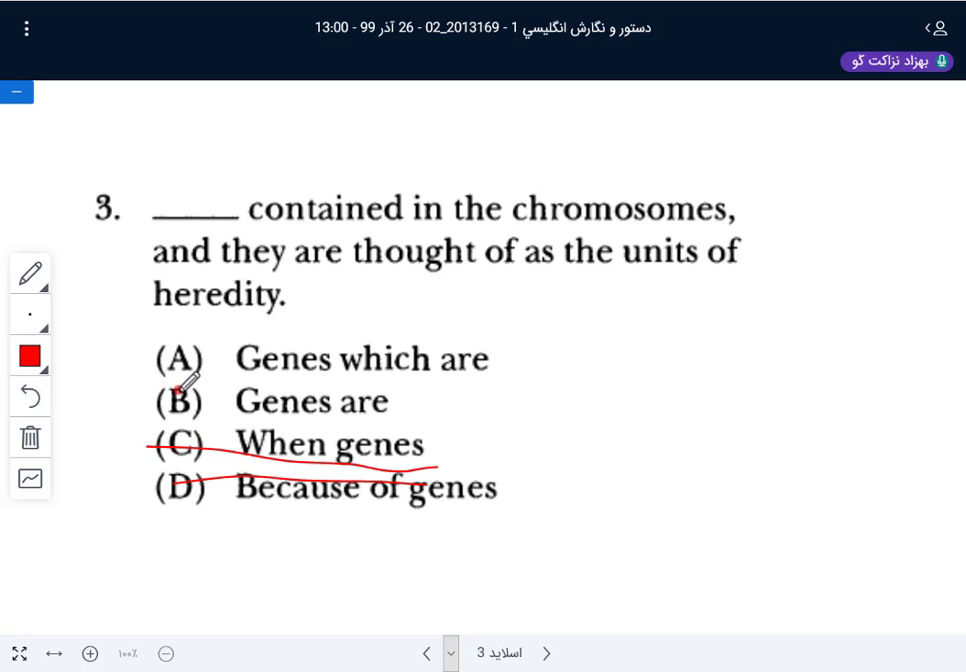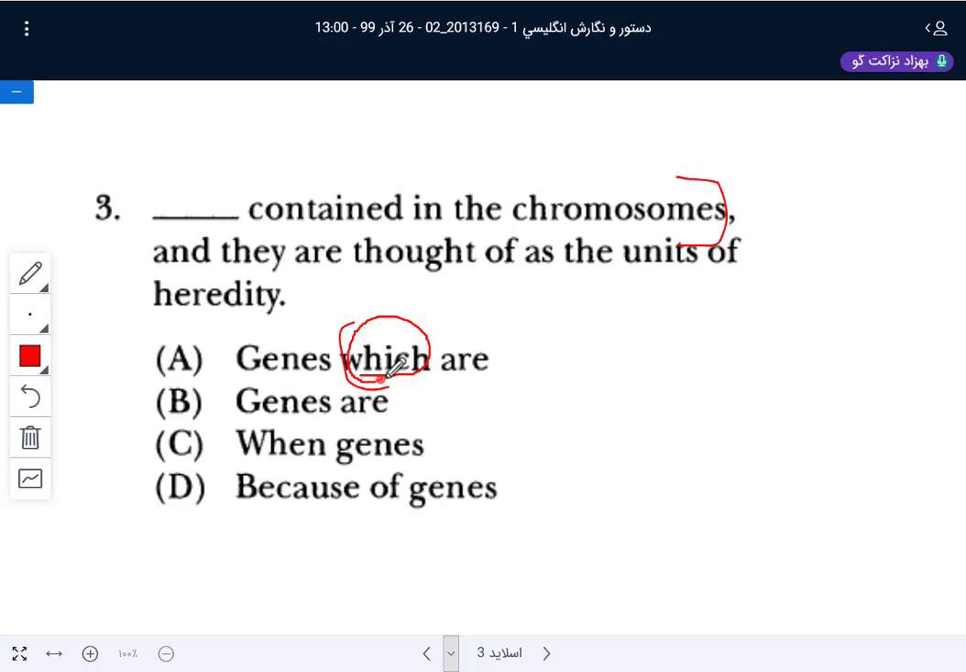Either choice A or choice B is correct. Which one is the best choice? B. Why not A? Because it won't be the main clause. Very good. Which are contained in chromosomes is an adjectival clause because which is a connector.